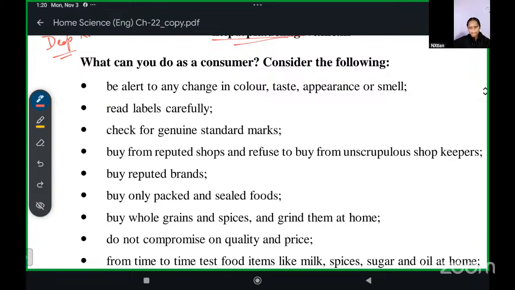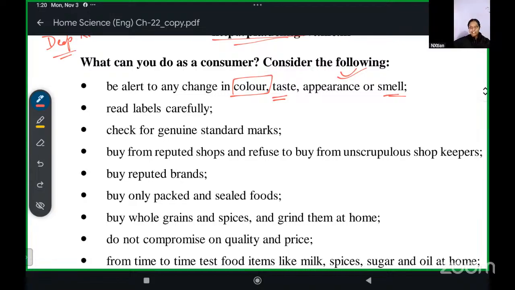Consider the following. Be alert to any change in color, taste, appearance, or smell about the food products. If you find that these things are different or they look fishy, too appealing, too red, too dark, it might be adulterated.